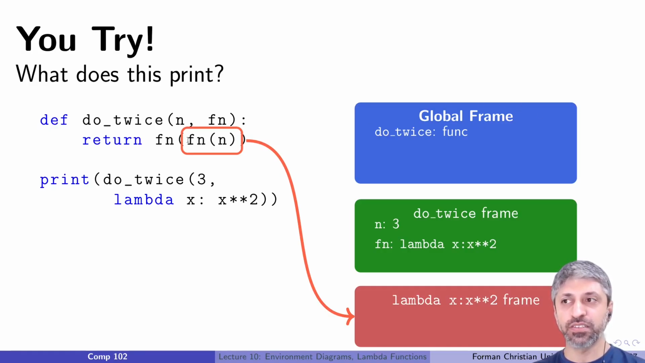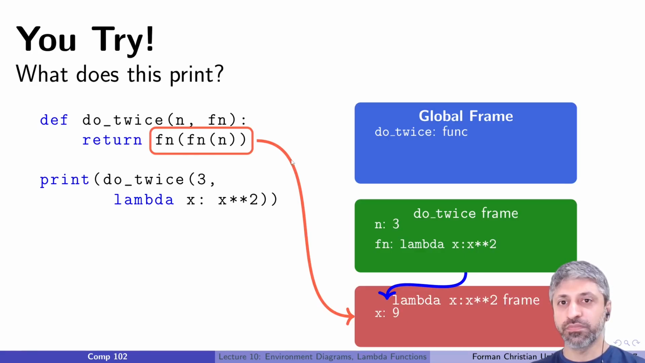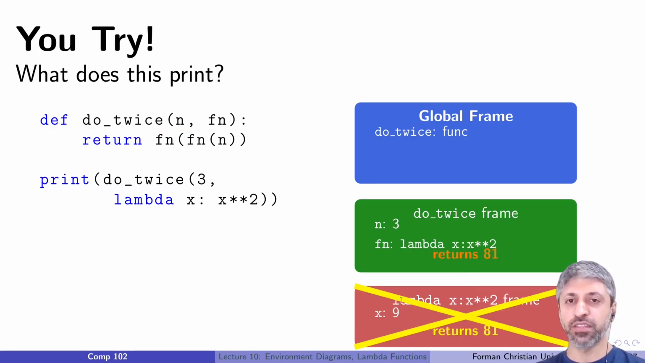Now Python evaluates the inner call. So in this case, it's going to be this one, but with the value of n substituted to 3, where the value of n is coming from what we passed here from do twice n. And then it returns 9, and then the frame gets destroyed. Then the outer call is called, and it opens up another lambda frame. This is going to have the value of x as 9, and then it returns 81. After that, that frame is destroyed.